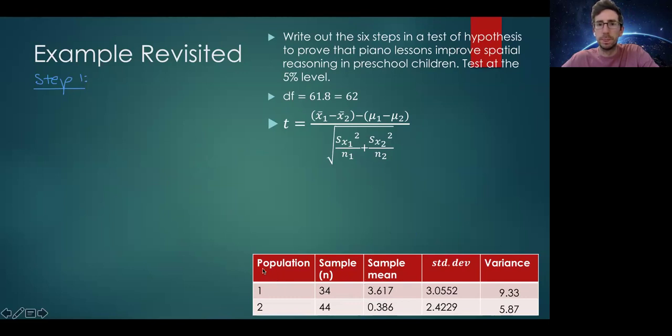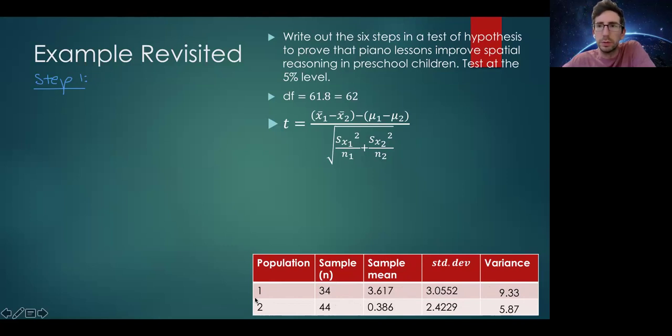So just as a reminder, population 1 was all preschool children who do take piano lessons. We took a sample of size 34. They took some sort of test measuring their spatial temporal skills. The sample mean of the preschool students that did take piano lessons was 3.6, the standard deviation was 3.05, and the variance was 9.3, all from that first sample. So these are sample statistics: sample mean, sample standard deviation, and sample variance.